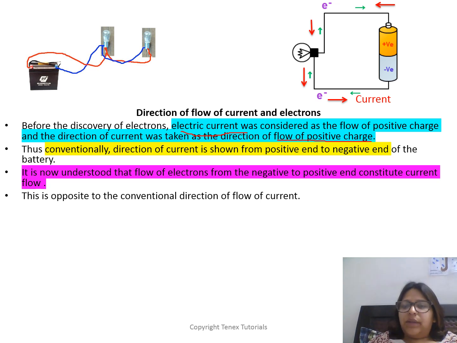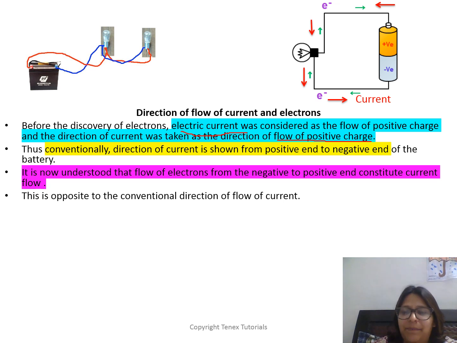We now know that positive charge is present in the nucleus, and it is incapable of getting out of the nucleus. The reason being that the protons are held very strongly within the nucleus. So the only thing which is capable of showing movement is actually the negative charge, or the electron.